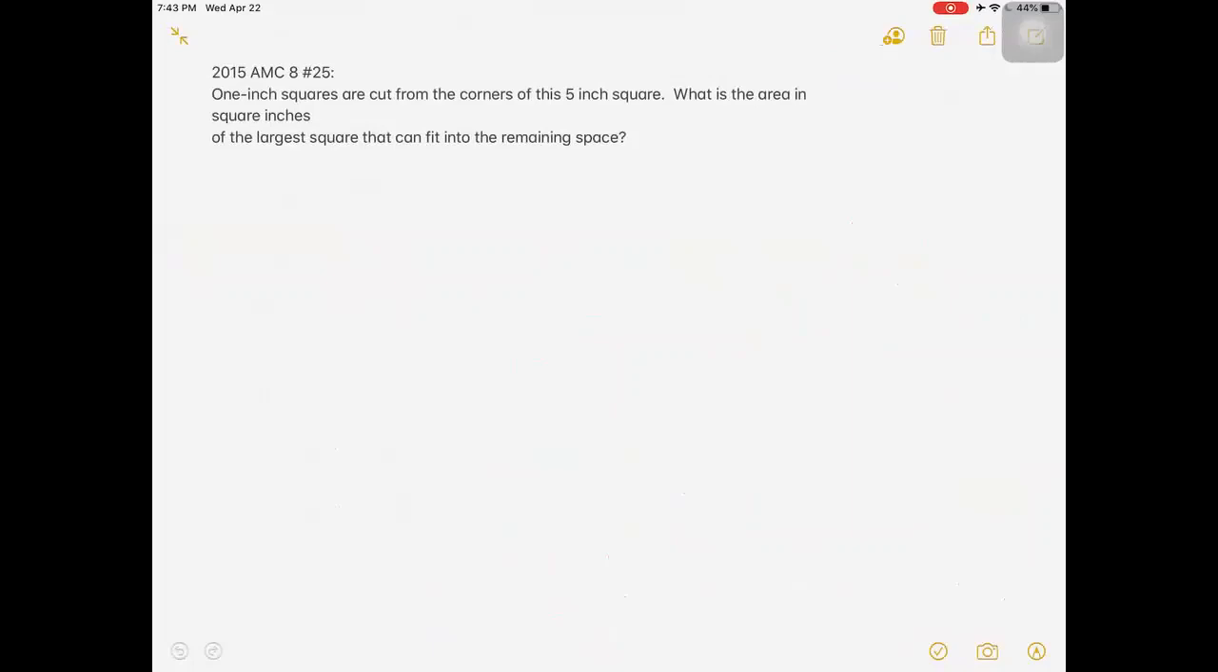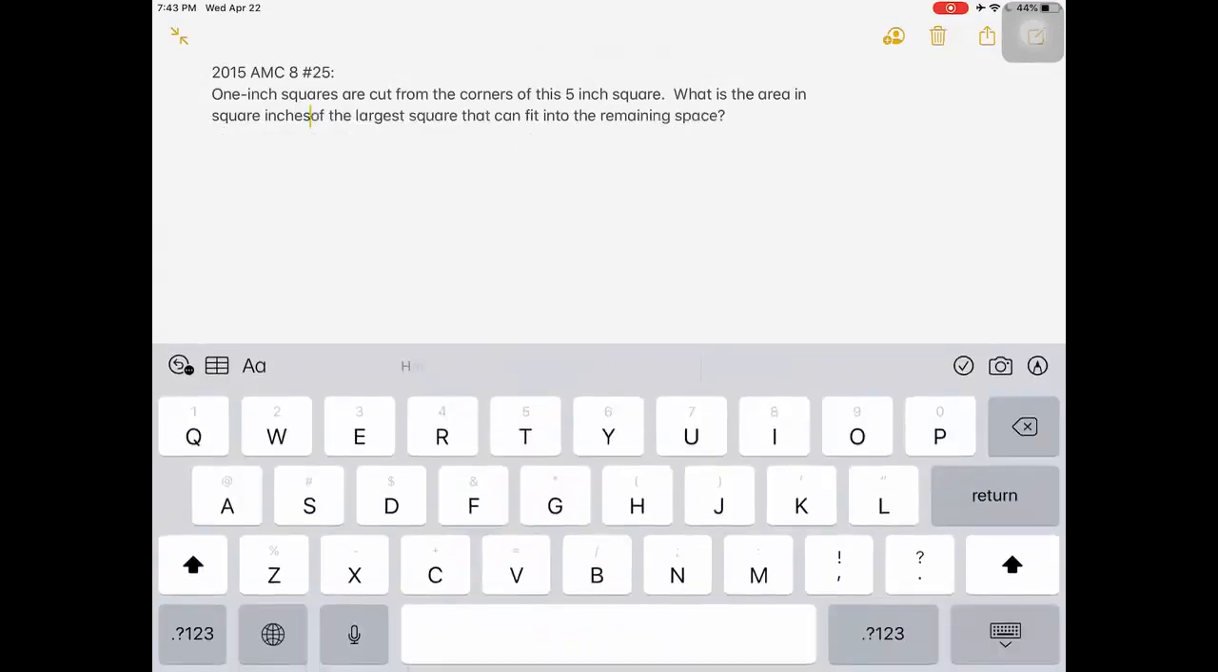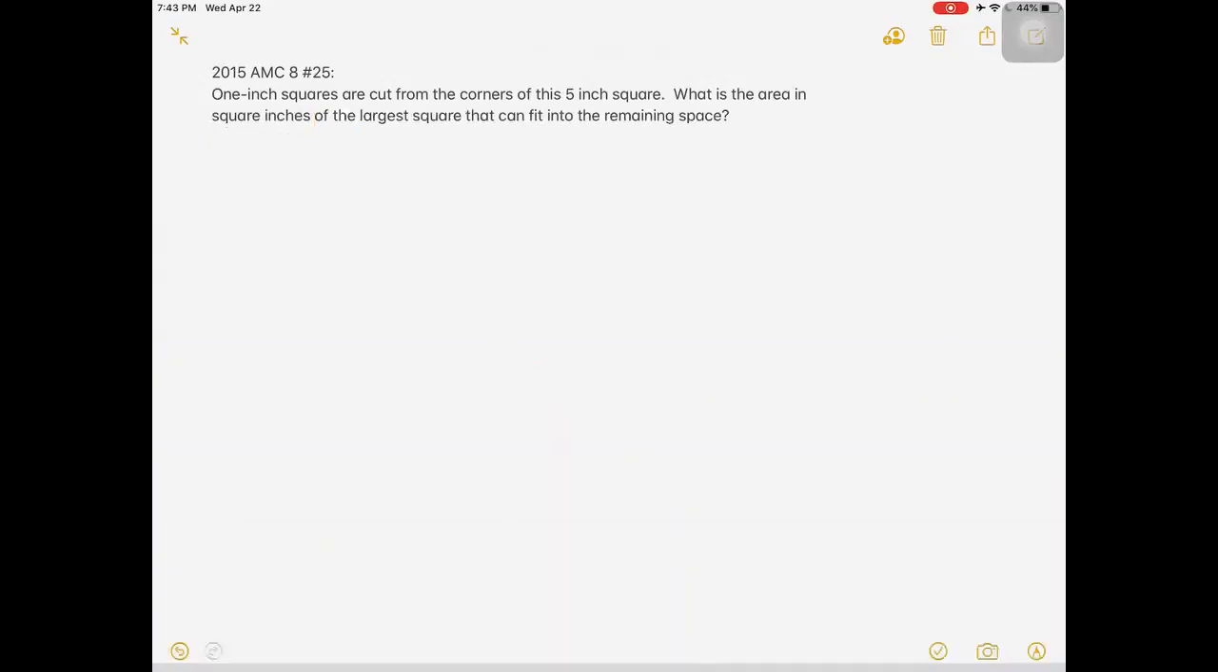Okay, this one's number 25 from the AMC 8 a few years ago. It says 1-inch squares are cut from the corners of this 5-inch square. What is the area in square inches of the largest square that can fit into the remaining space?